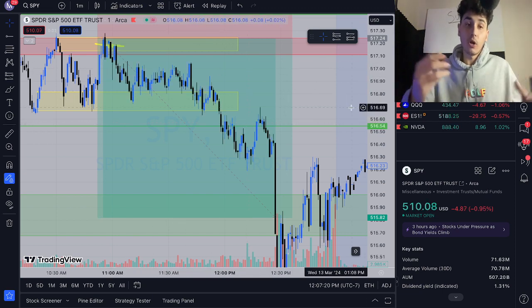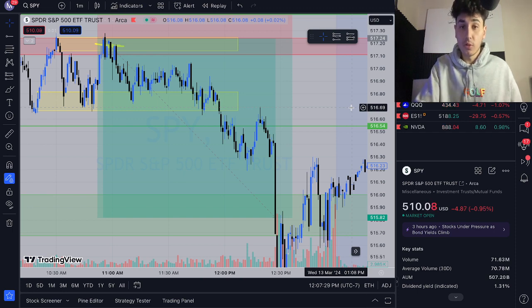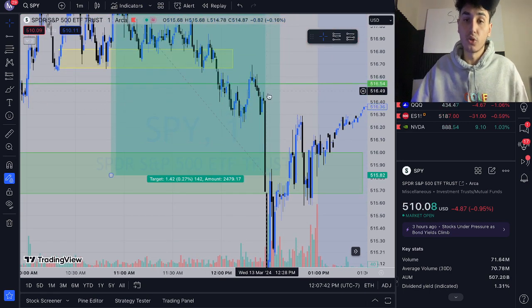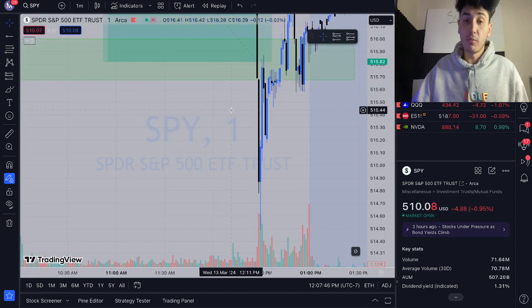Since they have such large orders, they can't just click one button and instantly exit, right? They have to gradually offload their positions in chunks. And once the large amounts of sellers completely offload their positions, that's what initially leads us to this strong push to the downside.